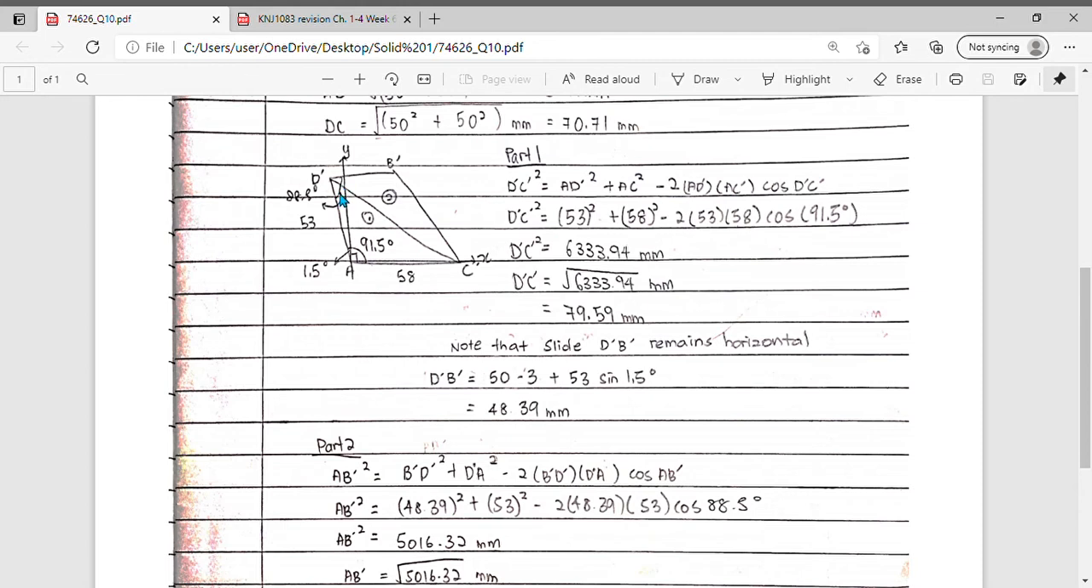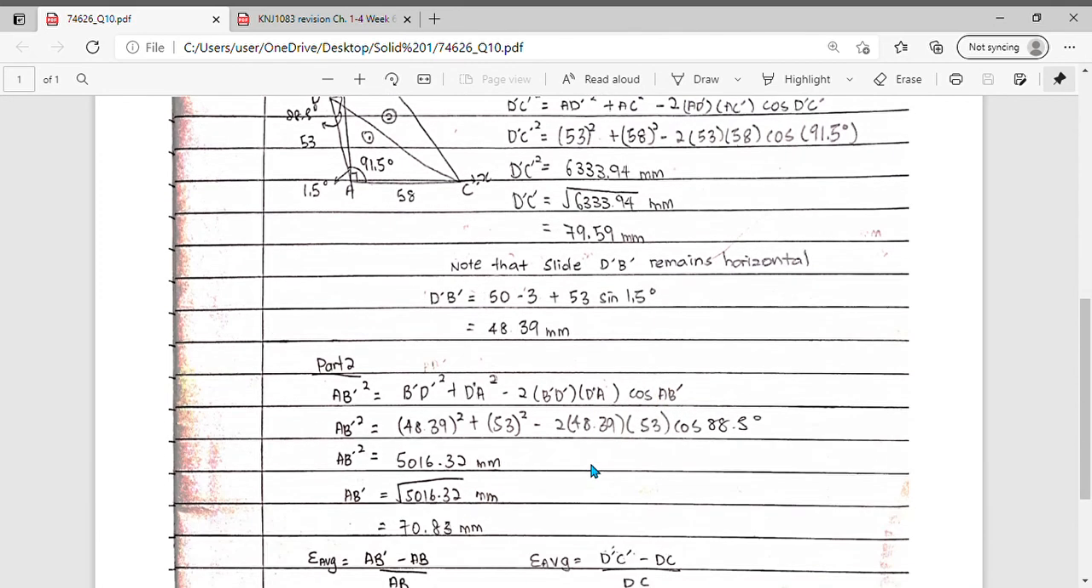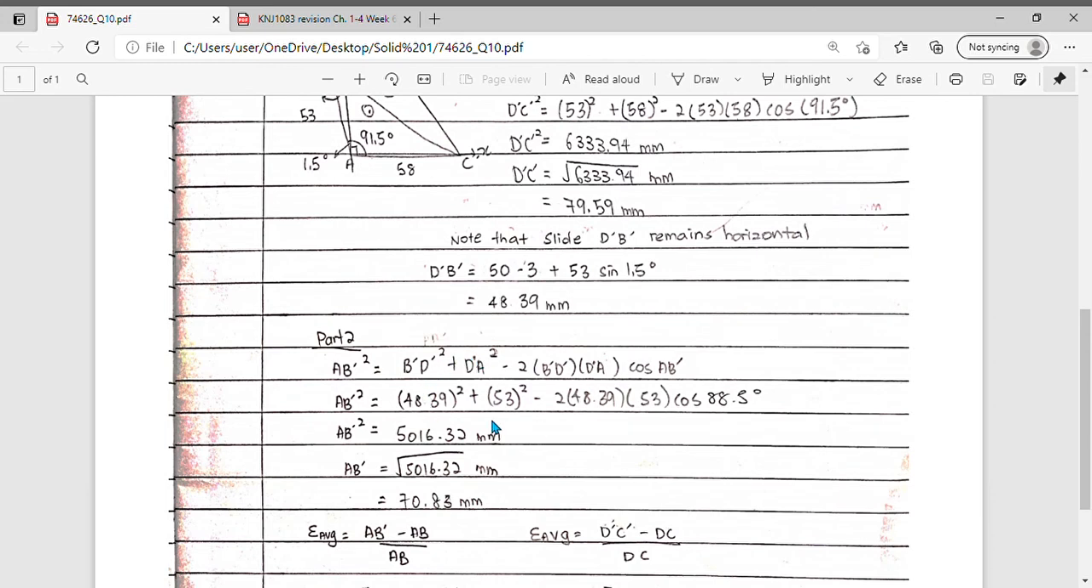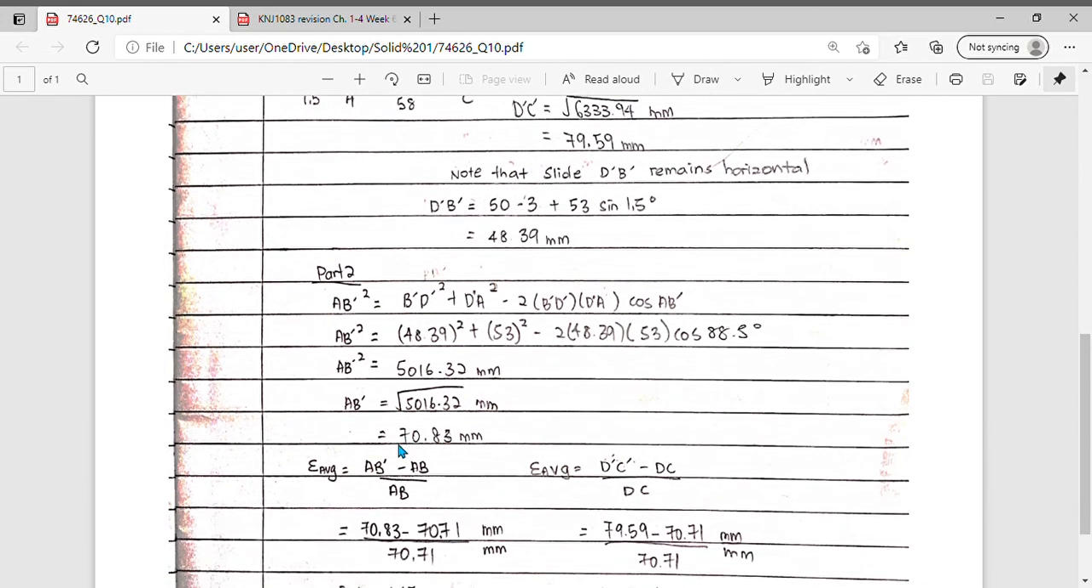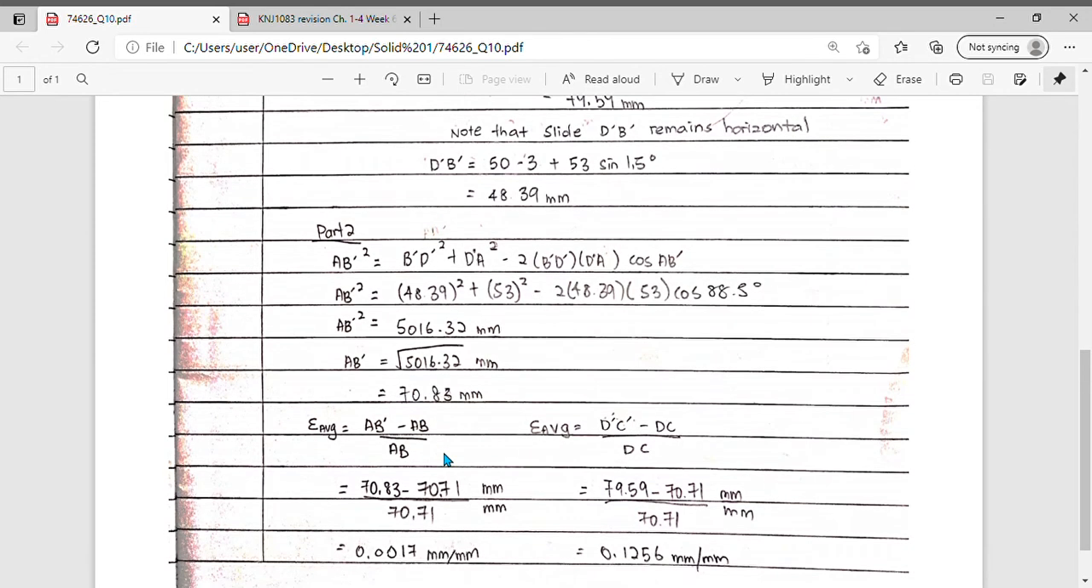So 44.25 times 2 equals 88.5. The angle here will be substituted into cos AB prime. After we substitute all the measurements, we get 70.83 millimeter.